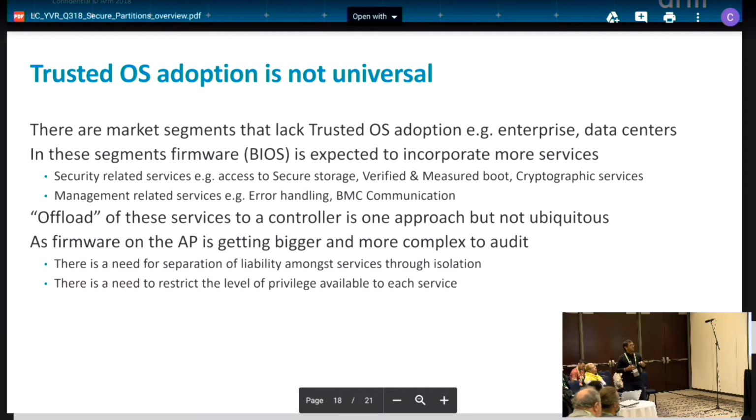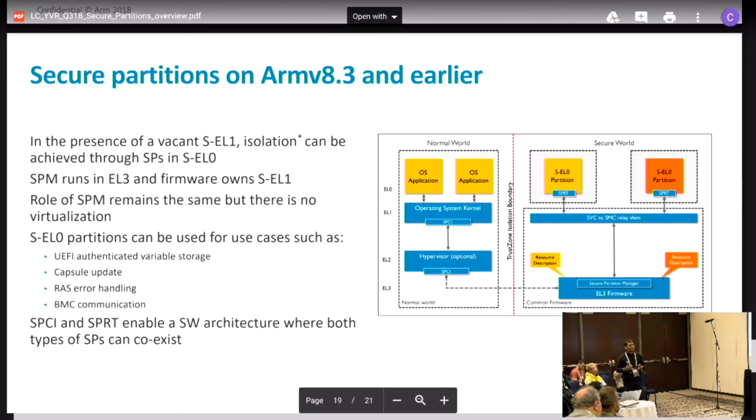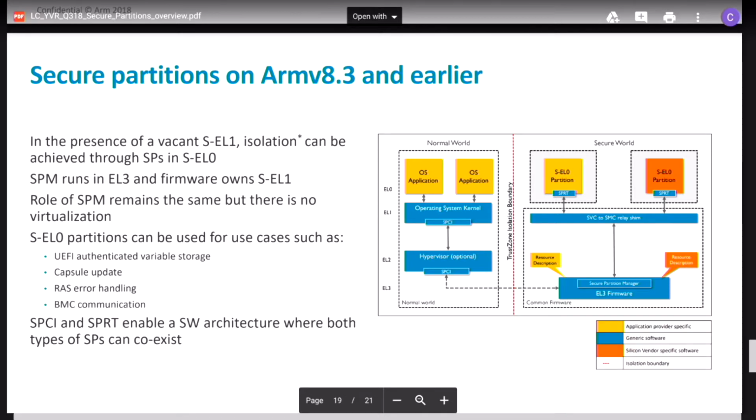Since trusted OS adoption is not a concern here, secure EL1 is kind of an empty exception level. So on Arm v8.3 and earlier, to achieve that isolation, we leveraged secure EL0 as the exception level. Let the secure firmware take ownership of secure EL1. All it has is a shim which can relay communication originating from the partition into the EL3 firmware and vice versa. The secure partition manager fulfills the same role for enforcing isolation, but it sits inside EL3 firmware instead of secure EL2, because it's not there.